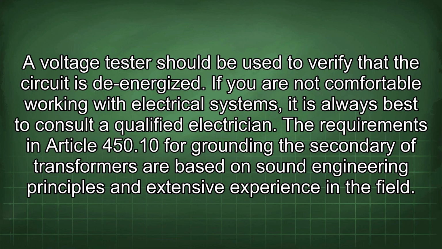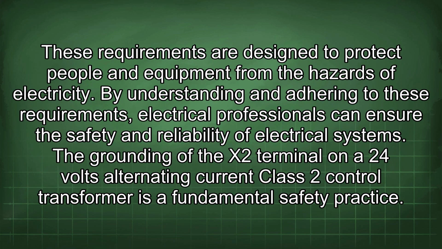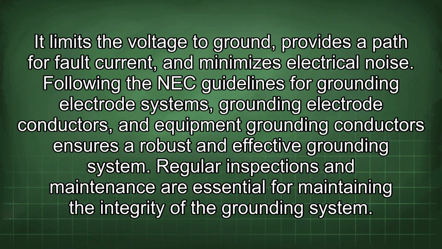The requirements in Article 450.10 for grounding the secondary of transformers are based on sound engineering principles and extensive experience in the field. These requirements are designed to protect people and equipment from the hazards of electricity. By understanding and adhering to these requirements, electrical professionals can ensure the safety and reliability of electrical systems. The grounding of the X2 terminal on a 24 volts alternating current Class 2 control transformer is a fundamental safety practice. It limits the voltage to ground, provides a path for fault current, and minimizes electrical noise.